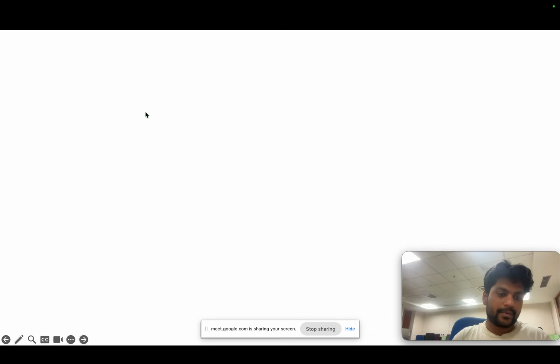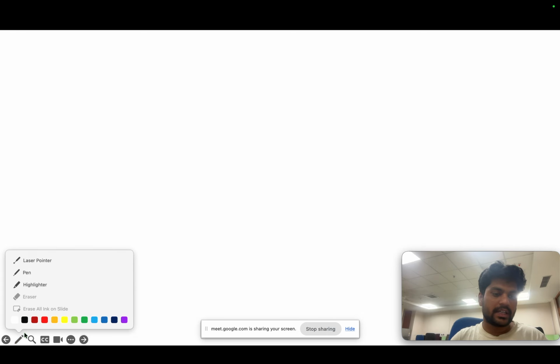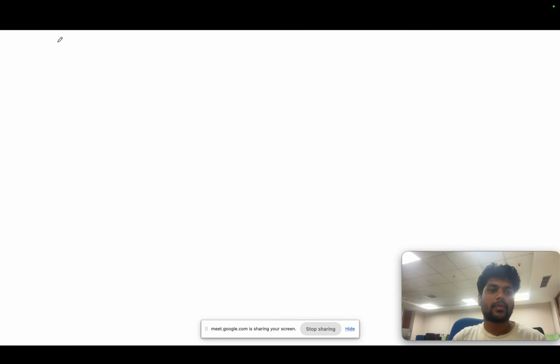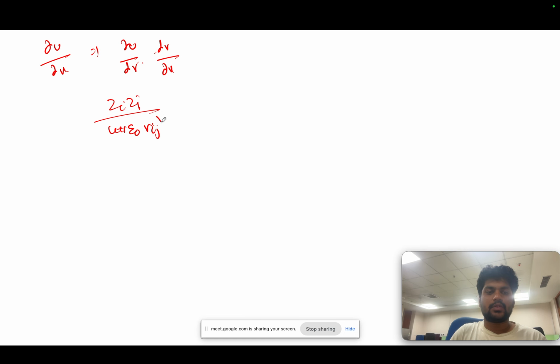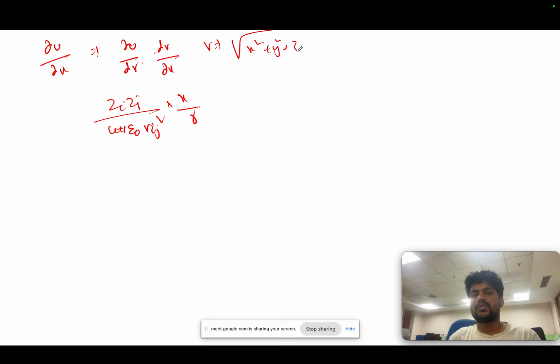So yeah, to get the acceleration in the 3 directions we need to do du by dx, which is nothing but du by dr into dr by dx. If you do this, as sir said in the class, it will be z_i z_j by 4 pi epsilon naught r_ij square into x by r for the x direction, because r is nothing but the distance between the two particles. So it is nothing but x square plus y square plus z square. So if you do this you will get x by r.